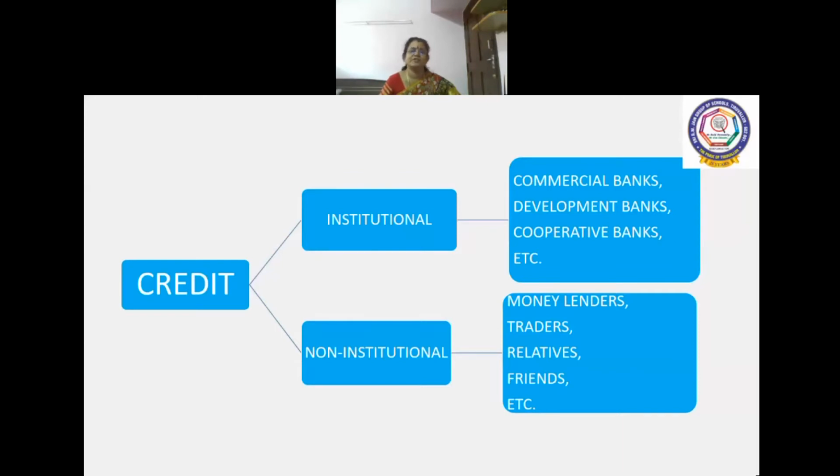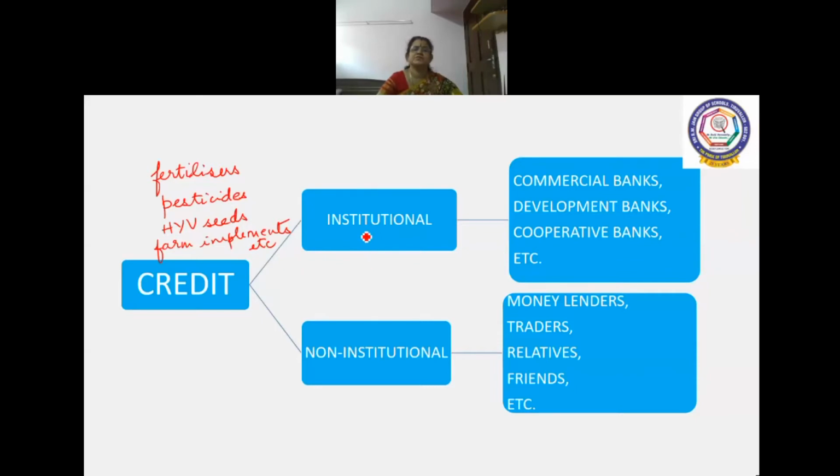Credit is essential for a farmer for buying fertilizers, pesticides, high yielding variety seeds, farm implements, etc. Hence, he needs credit from either of these institutions.